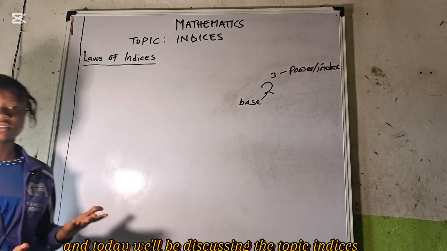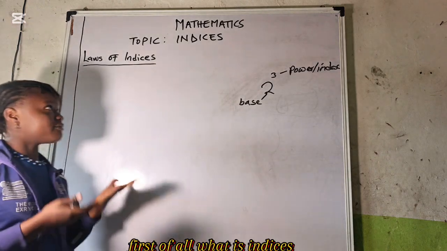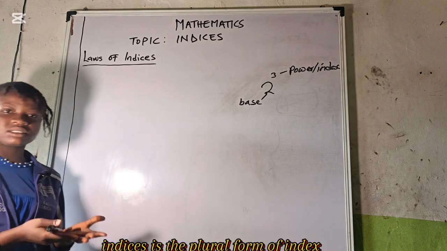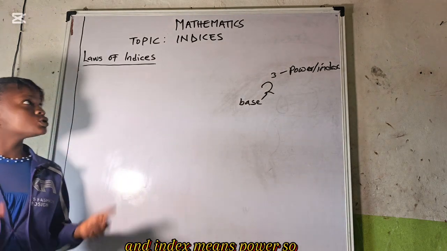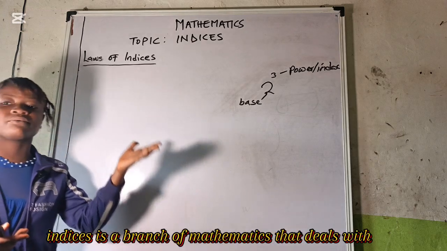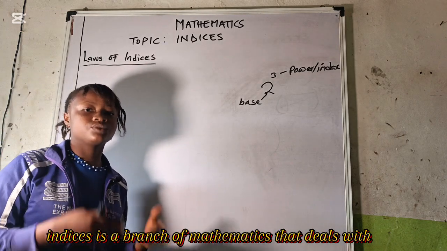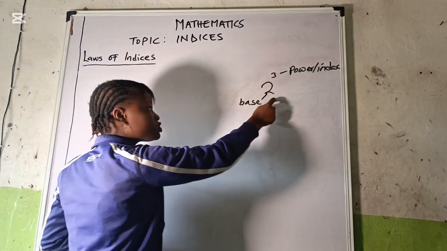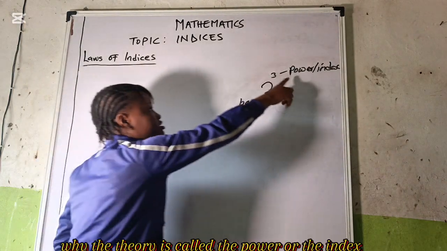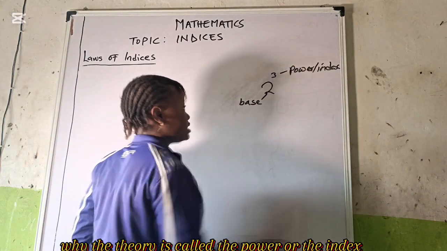And today we'll be discussing the topic indices. First of all, what is indices? Indices is the plural form of index, and index means power. So we can say that indices is a branch of mathematics that deals with power. For example, we have 2 raised to power 3. The 2 here is called the base, while the 3 is called the power or the index.